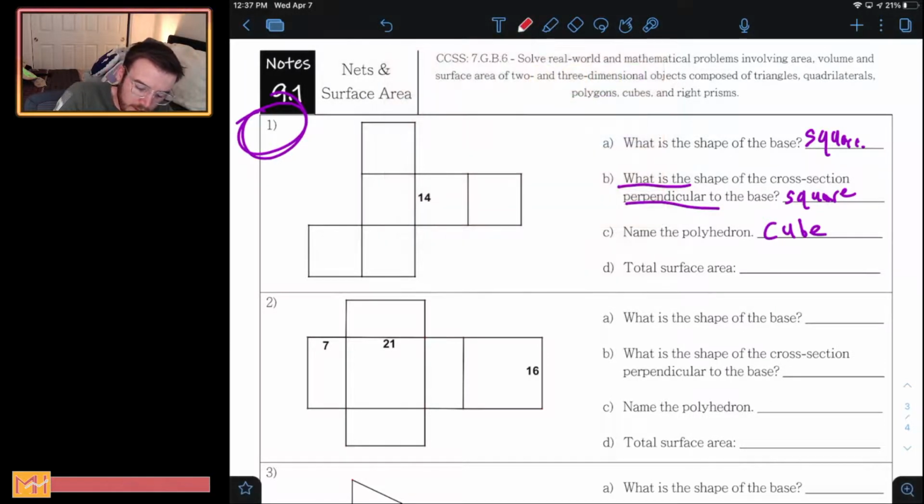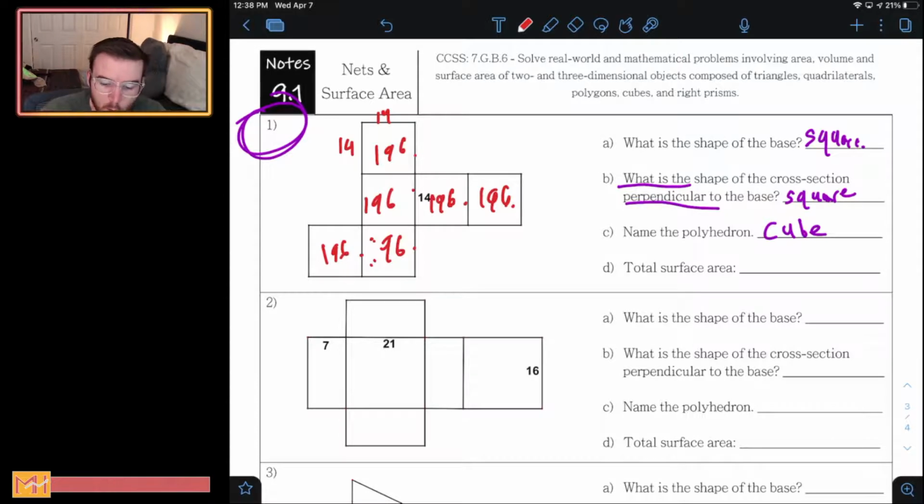Well, if each of these are 14 by 14, the area of one single square, 14 times 14, is 196. If each of them are 196, because they all have the same dimensions, they're all squares, there's 1, 2, 3, 4, 5, 6. So the total surface area, 196 times 6, is 1,176.